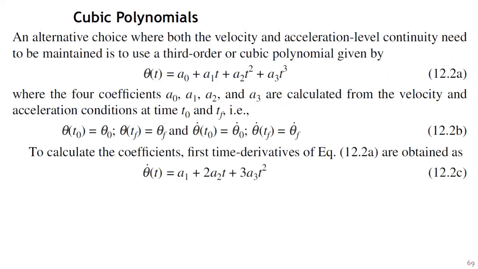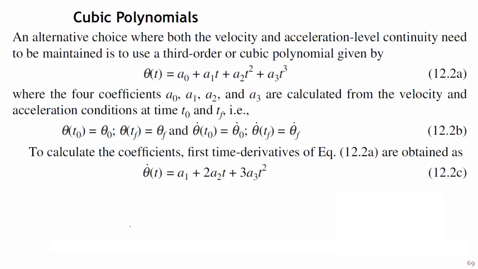Now next is cubic polynomials. An alternative choice, where both the velocity and acceleration level continuity need to be maintained, is to use a third order or cubic polynomial given by theta t is equal to a naught plus a1 t plus a2 t square plus a3 t cube, where the four coefficients a naught, a1, a2 and a3 are calculated from the velocity and acceleration conditions at time t naught and tf, that is, theta t naught is equal to theta naught, theta tf is equal to theta f, and theta dot t naught is equal to theta naught dot and theta dot tf is equal to theta f dot.